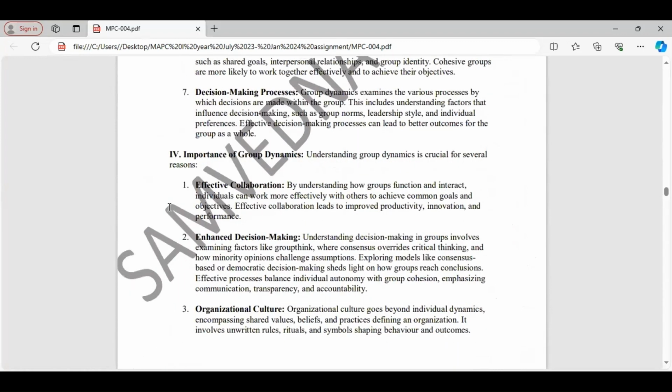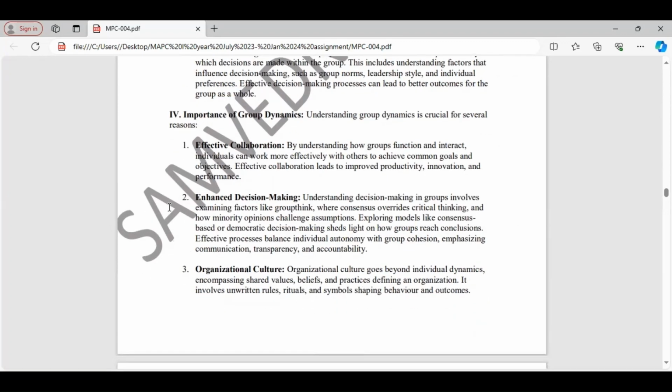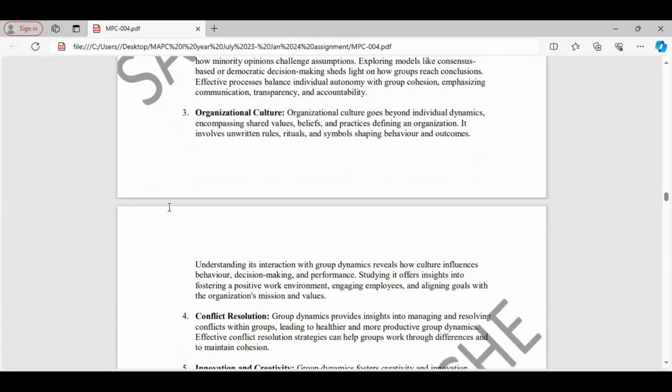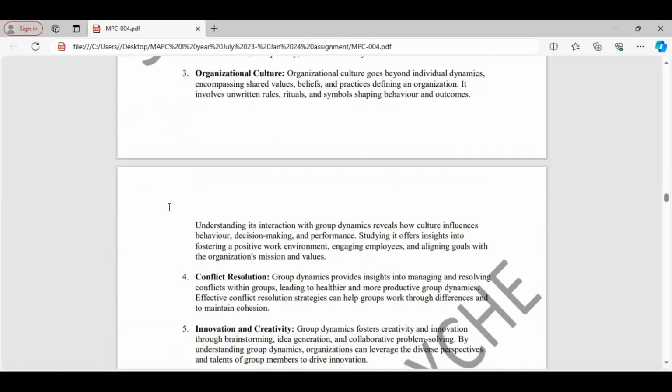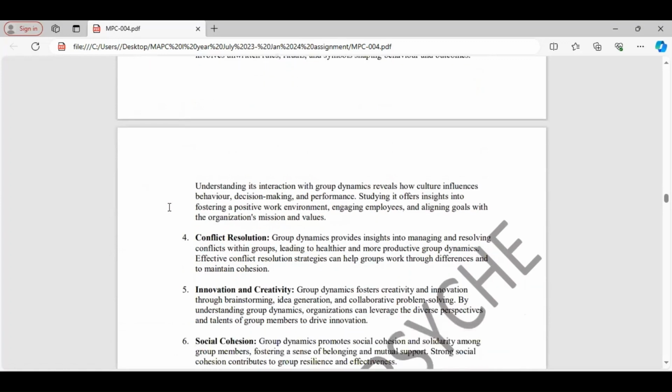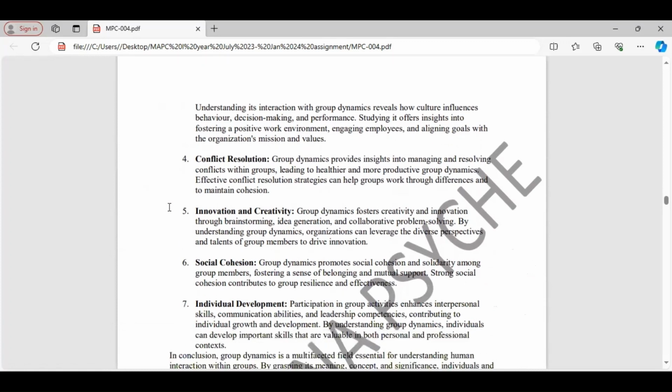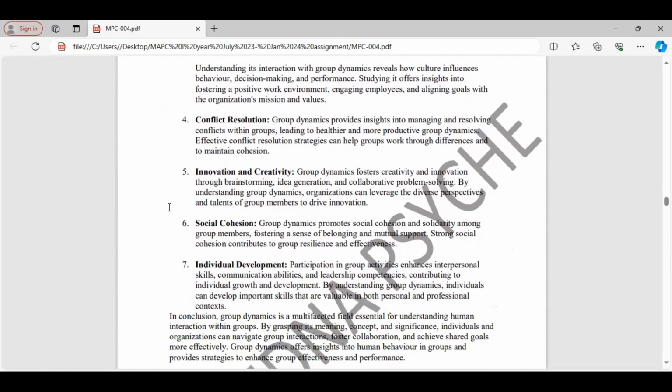What are the reasons why it is important? So first point, effective collaboration. Next, enhanced decision-making, organizational culture, conflict resolution, innovation and creativity, social cohesion, and individual development.